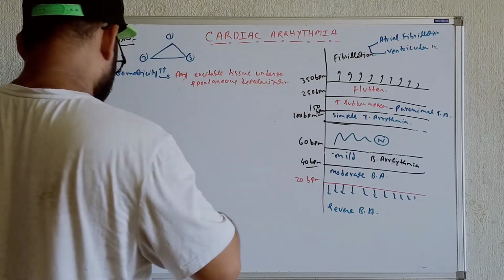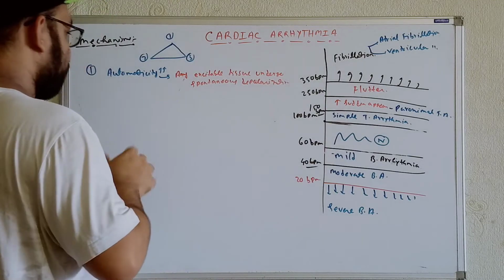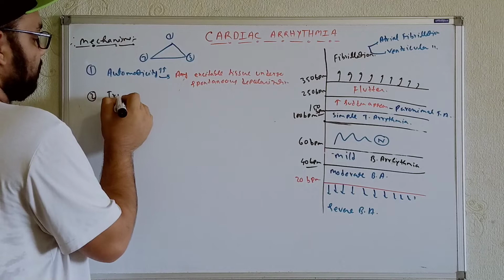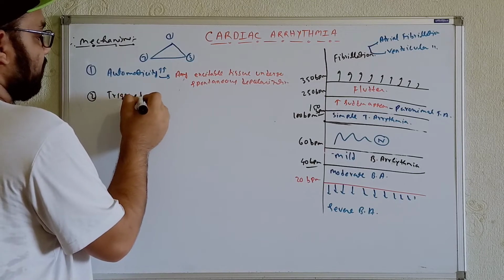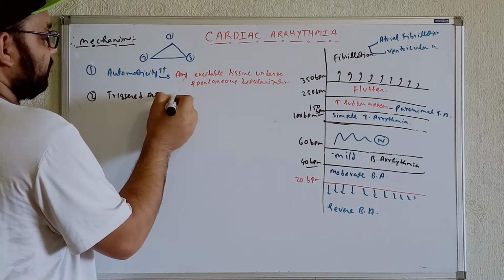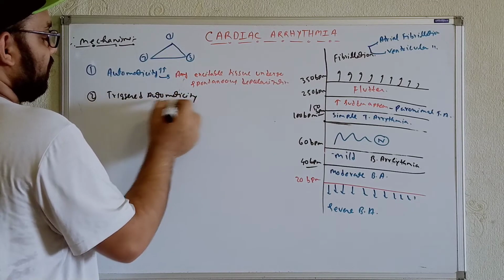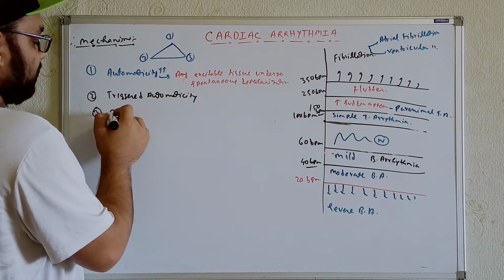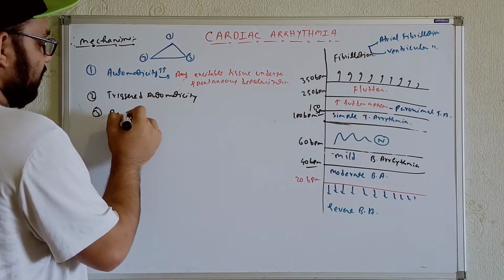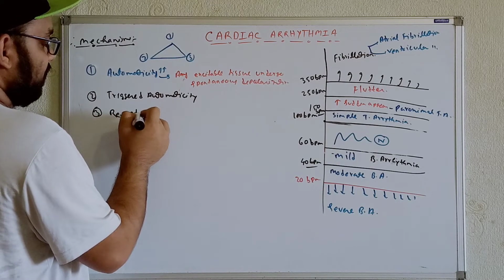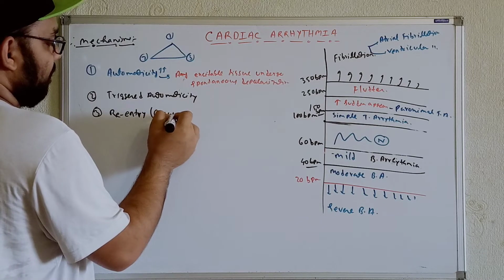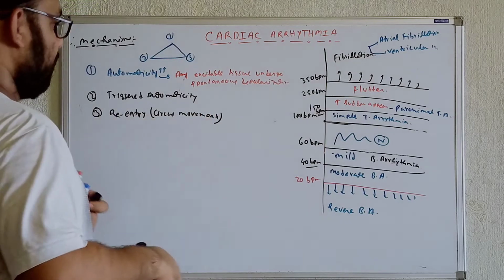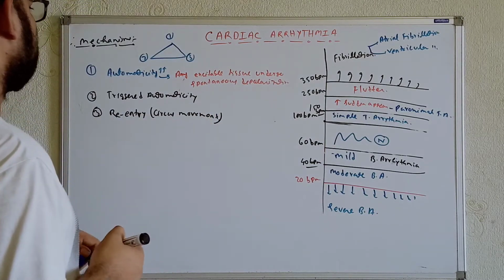The second thing we'll get over here, another reason for it, is triggered automaticity. I will talk about these things at this point. And the third thing we'll talk about is re-entry, or circus movement. Now we'll talk about them one by one. First we'll talk about automaticity.